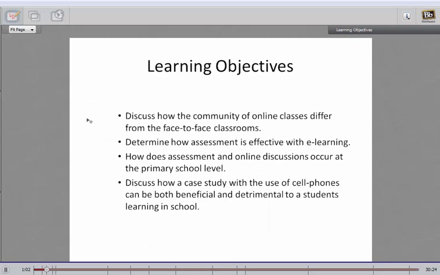Today's objectives, as we see here: we're going to be discussing how the online community differs from the face-to-face classroom. We're going to determine how assessment is effective with e-learning and how assessment and online discussions occur at the primary school level. And lastly, I'm going to discuss how a case study with cell phone usage can be beneficial and detrimental to students' learning in the school.